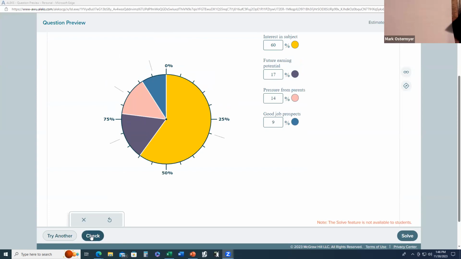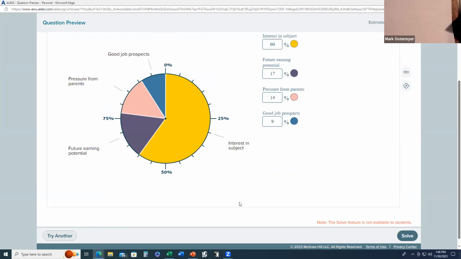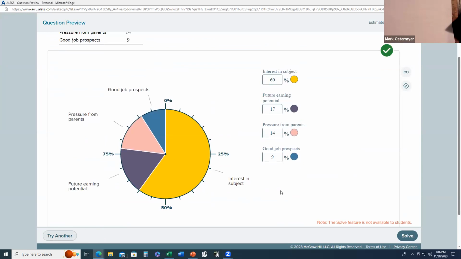So we check our answer. And it looks like we got it correct there. See? So that's how you're going to build a circle graph, ladies and gentlemen. It looks pretty simple, doesn't it? I mean, it doesn't look that difficult.